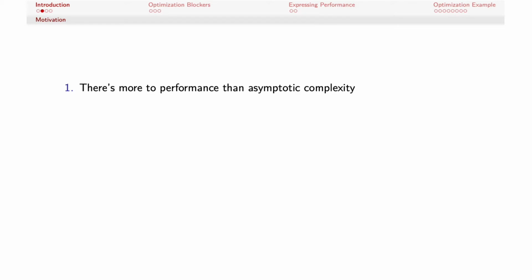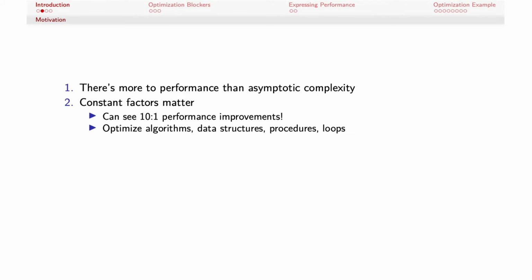We've been mentioning throughout this semester that there's more to performance than just asymptotic complexity. We know that asymptotic complexity is still going to be very important. You've got to choose the right algorithm with the right level of big O complexity, but there's more to performance than just that. In fact, we can see constant factors having an impact on our performance by as much as a 10-to-1 ratio.